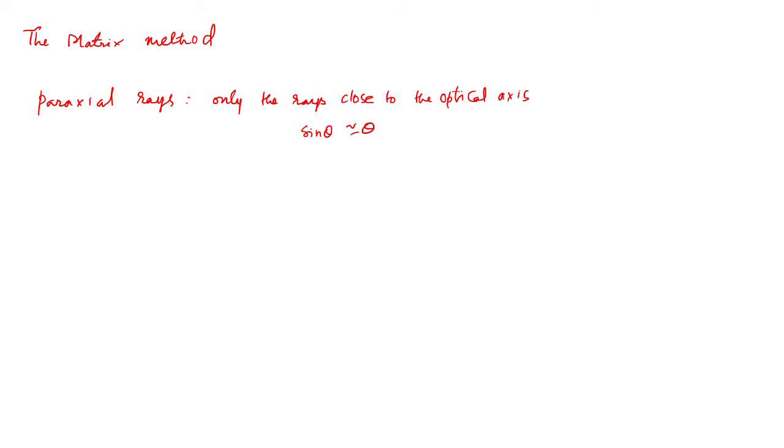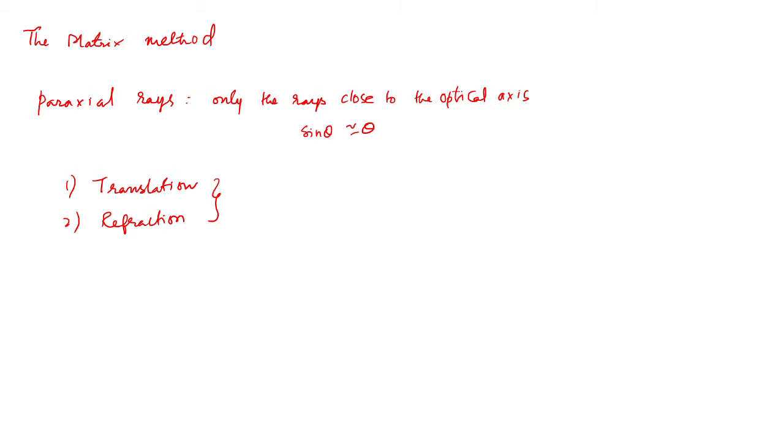a matrix method. To that end, first we will develop a matrix for looking at the effect of translation. Then we will look at developing the matrix for refraction, and then we will see how we can use these two to look at a simple optical system like a lens. Okay, so now let's get to the effect of translation.